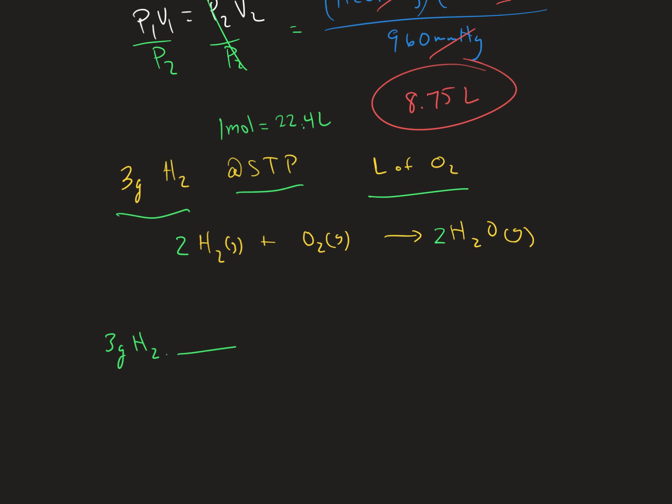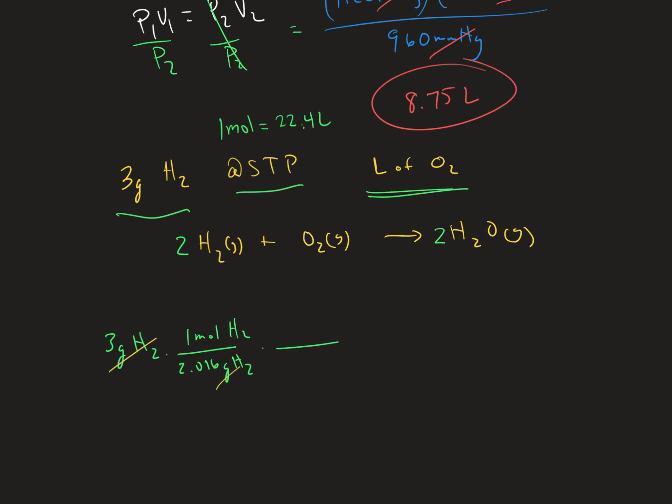Okay, so what goes on bottom? How many grams? 1 or 2? Yeah, because the molar mass of H2 is 1.008 times 2, right? 2.016 grams of H2 to how many moles? 1 mole. That's just the molar mass of H2. Are y'all with me?